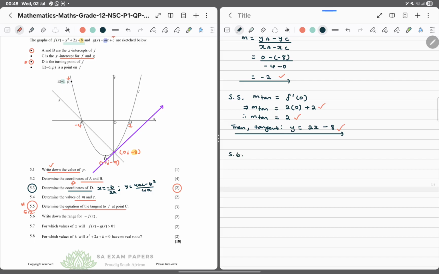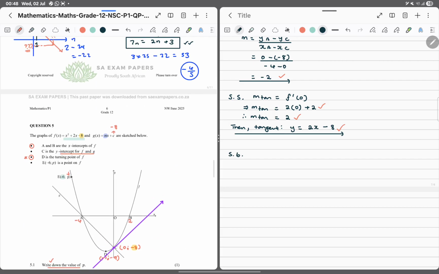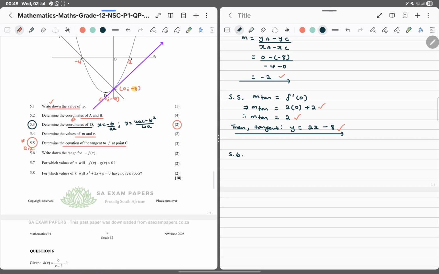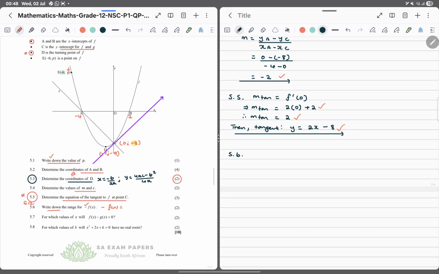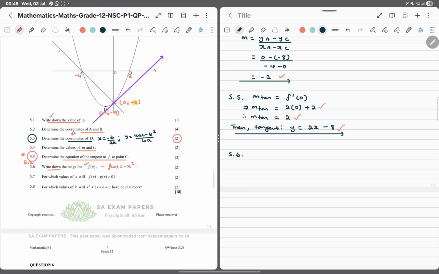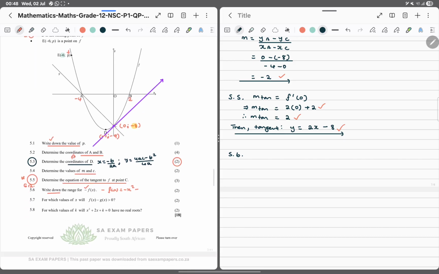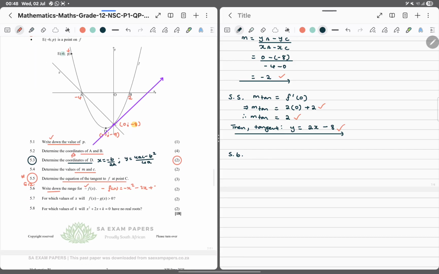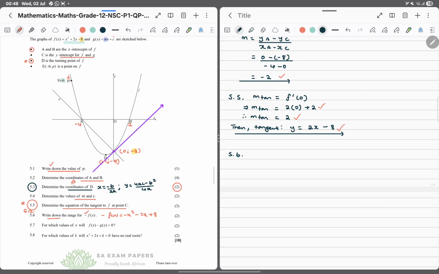So 5.6. As you can see, guys, to navigate through questions like question 5, it's not as easy. You don't just do this in an instant. There's a lot of work here. Lots of questions can be asked. So write down the range of minus f of x. So minus f of x basically is such that, we just multiply the entire function by negative, so we get minus x squared minus 2x plus 8, okay? That's what we're going to have.